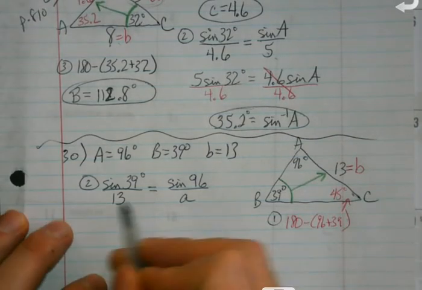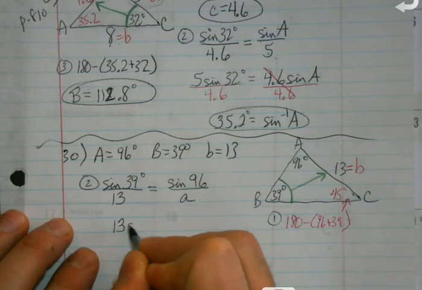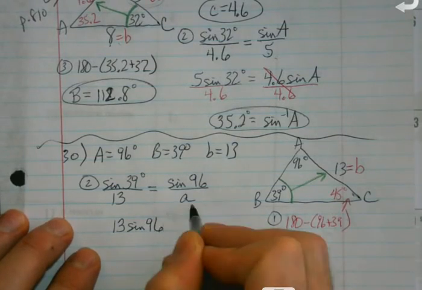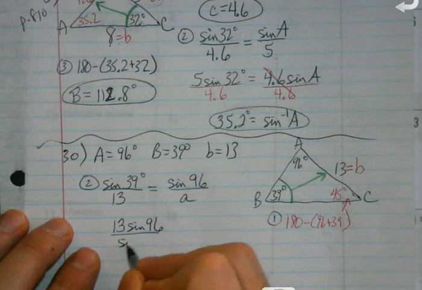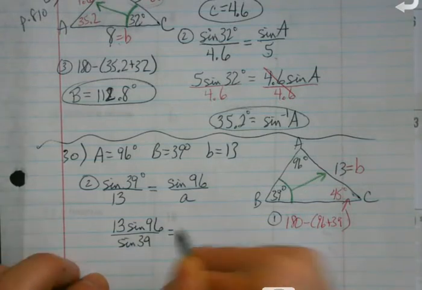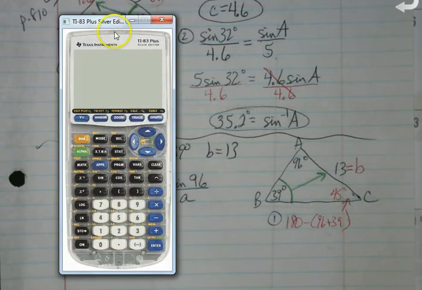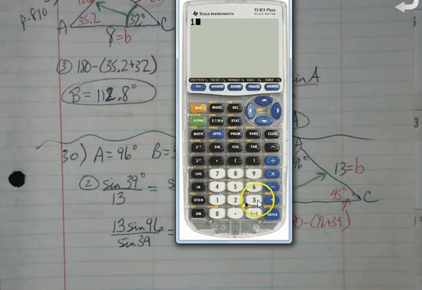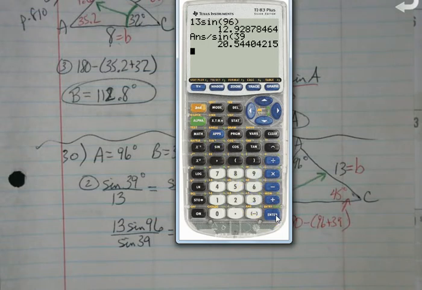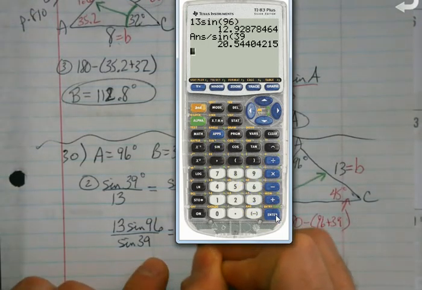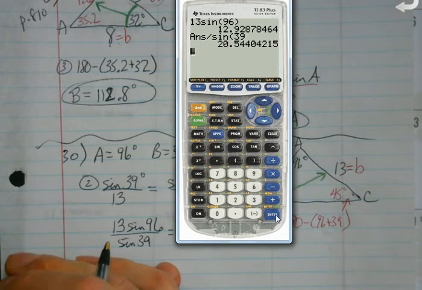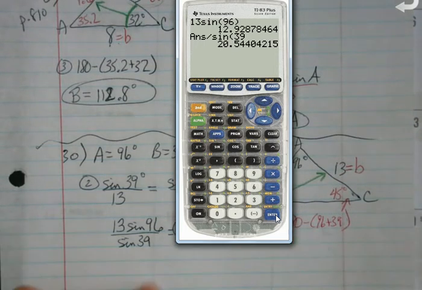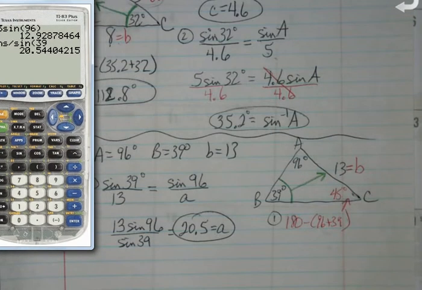So here, I'll cross multiply in the diagonal that doesn't have my A, and I'm going to divide by what's in that. So 13 times the sine of 96, now divided by the sine of 39. So 20.5 is going to be my side A.